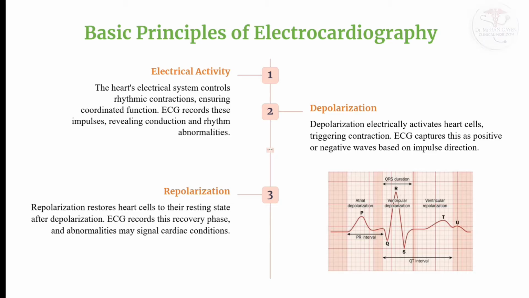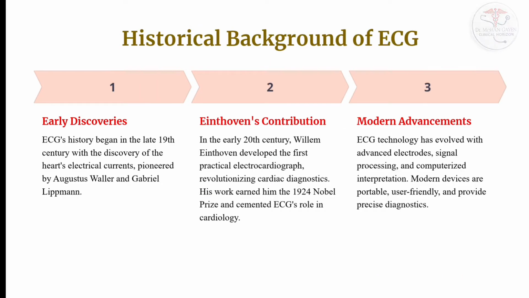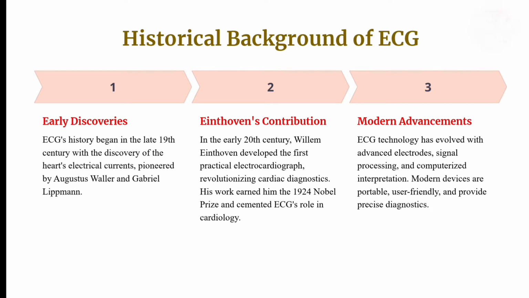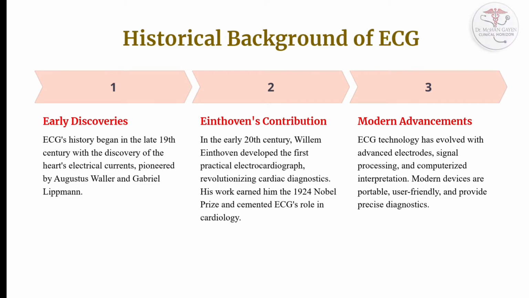Historical background. The history of the ECG dates back to the 19th century, when researchers first discovered the electrical properties of the heart. However, it was Willem Einthoven who revolutionized cardiac diagnostics by developing the first practical electrocardiograph in the early 20th century. His contributions earned him the Nobel Prize in 1924. Since then, ECG technology has rapidly advanced, evolving from bulky machines to compact digital devices and AI-assisted systems, making ECG interpretation more accessible and precise than ever before.